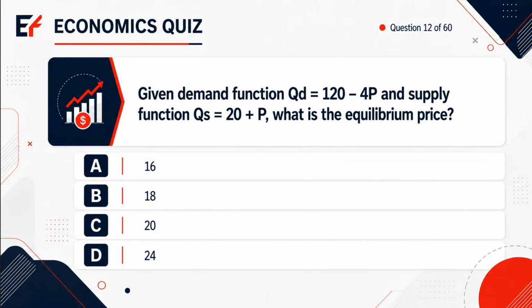Question 12. Given demand function, quantity demanded equals 120 minus 4p, and supply function, quantity supplied equals 20 plus p, what is the equilibrium price? A. 16, B. 18, C. 20, D. 24. The correct answer is C.